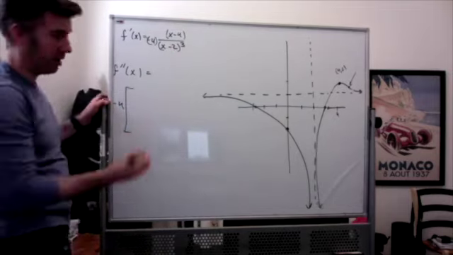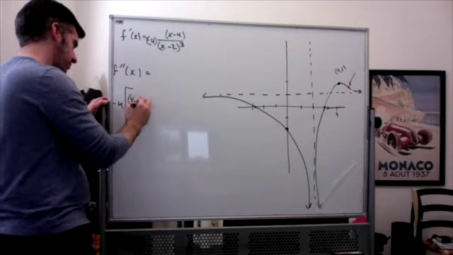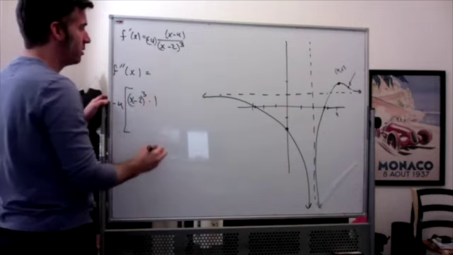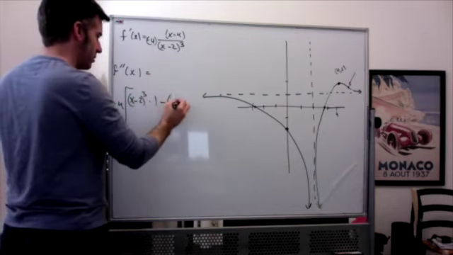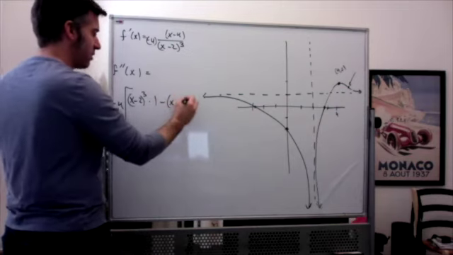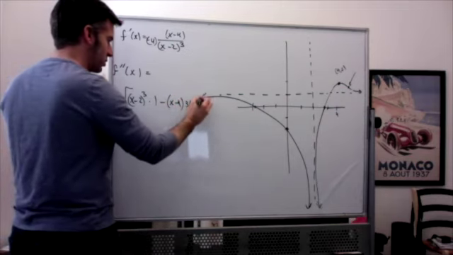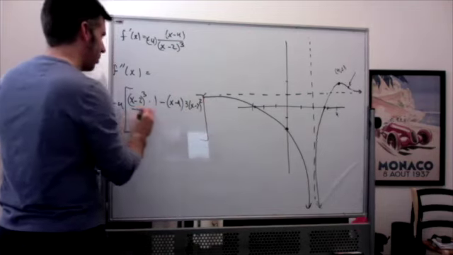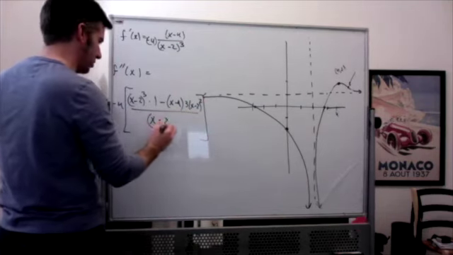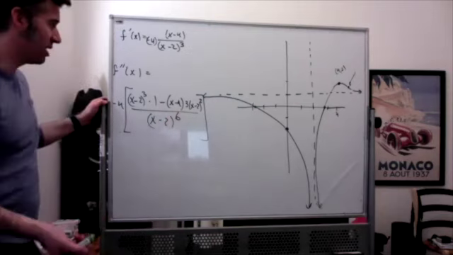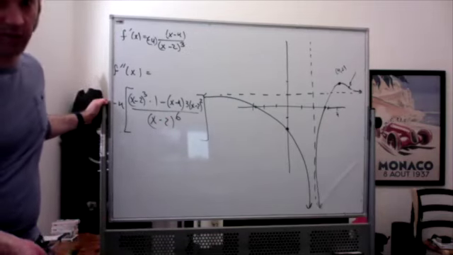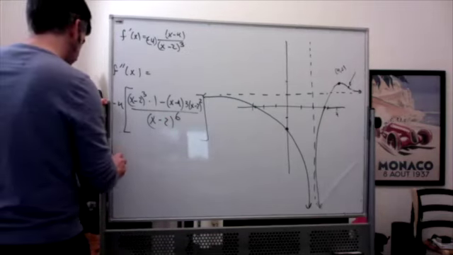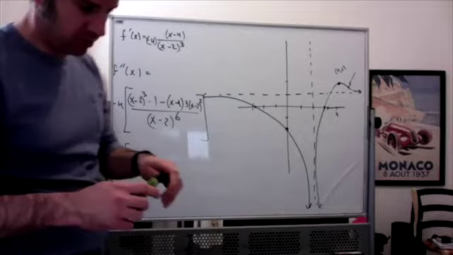So again, bottom, derivative of the top is 1 minus the top. The derivative of the bottom is 3 times x minus 2 squared times 1, all over the bottom squared, so x minus 2 to the 6th. So here we can factor out an x minus 2 squared from the top.